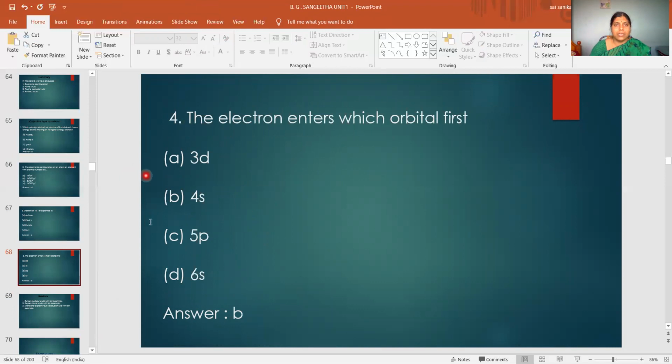Next, come to which orbital the electron enters first among these. You have to follow the n plus l rule. Here 3d means 3 plus 2, 5. 4s, 4 plus 0, 4. 5p, 5 plus 1, 6. 6s, 6 plus 0, 6. So here 6, 6, 5, and 4. Which has the least n plus l value? 4s has the least n plus l. So the electron enters the 4s orbital first. So the answer is B.